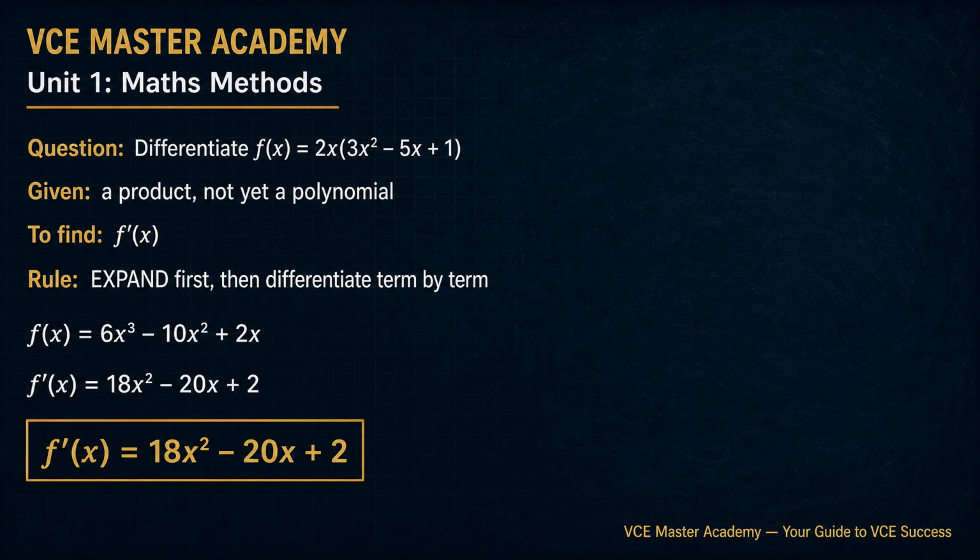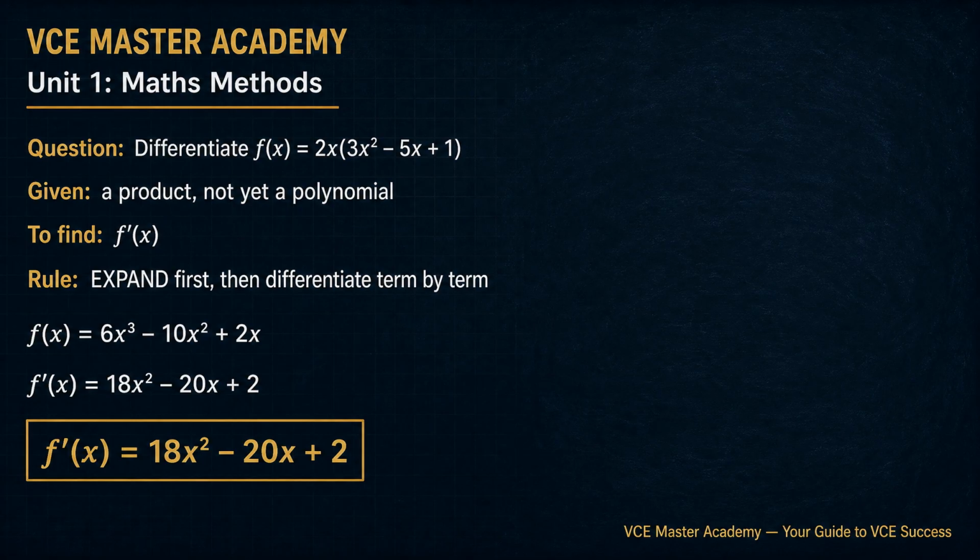Never differentiate into a bracket at this level. Expand first, so the function becomes an honest polynomial. Then use the term-by-term rule you already trust. Expand. 2x times 3x squared is 6x cubed. 2x times minus 5x is minus 10x squared. 2x times 1 is 2x. So, f of x is 6x cubed minus 10x squared plus 2x.